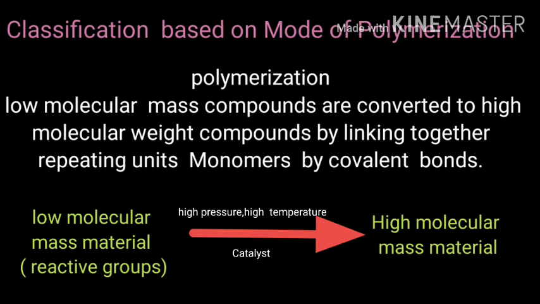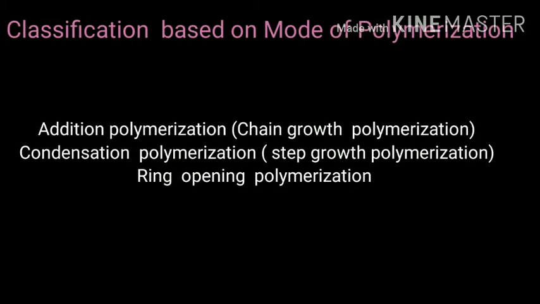There are three modes of polymerization based on the type of reaction that takes place between the monomers. First is addition polymerization, which is also called chain growth polymerization. Second is condensation polymerization or step growth polymerization. And the last is ring opening polymerization.